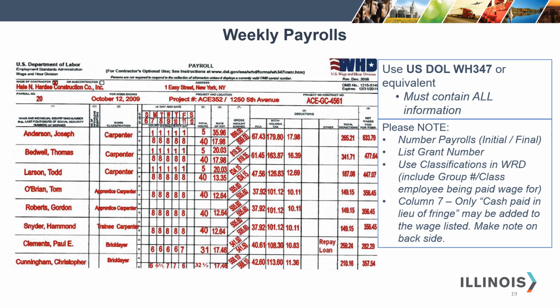We can't very well verify that the payrolls are correct if we don't have all of the information that we need. You must verify the payrolls against the wage rate determination. If you don't have the proper classification on the payroll, then that's just downright impossible. Column 7, they can add the fringe benefit, but only if it is cash paid in lieu of fringe.